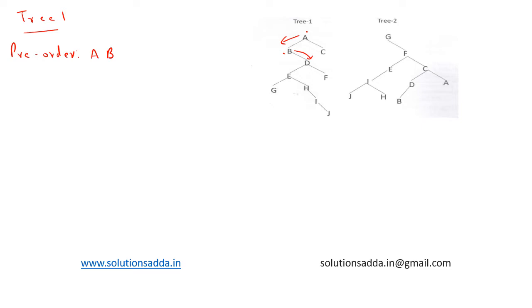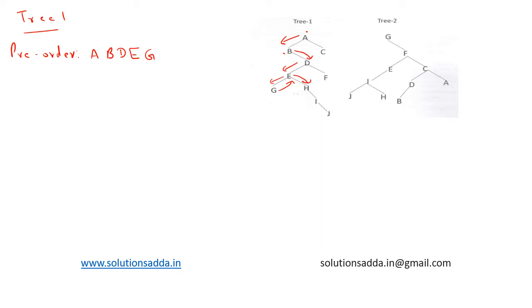So we print D. Then we move to root's left. So we print E. We move to root's left. We print G. Now we are here. There is no left and right. So we trace back and we reach here. Now we move to root's right.